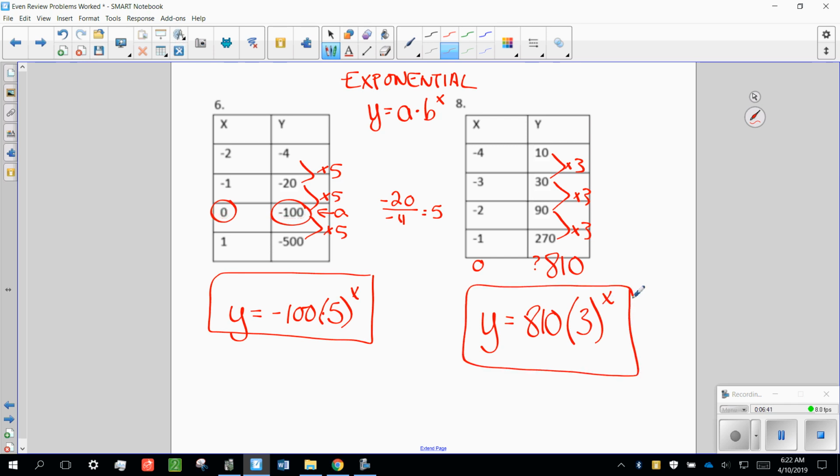Once you get your equation, go to your calculator and plug in an x value, like negative 4, and see if you get the right y value. When I plug in negative 4, 3 to the negative 4th power times 810, I get 10. And that's what I'm supposed to get. When x is negative 4, y is supposed to be 10. So you can check yourself on these. There's the first handful of problems. New video coming with some more.